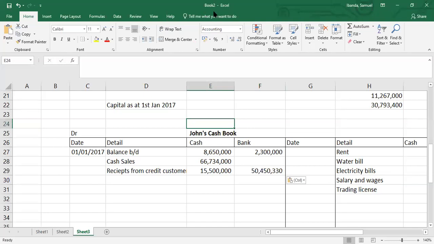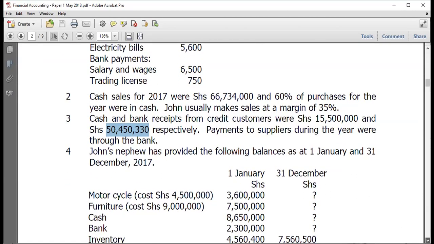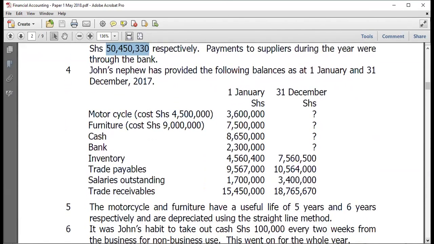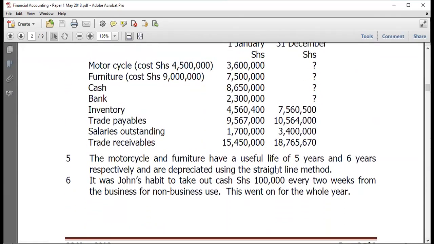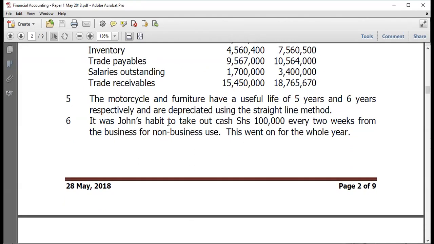Then I'll move to here. Remy John's nephew provided the following balances. These balances are not relevant for me now to include in the cash book. They are basically balances. The motorcycle has a useful life of 5 years, not relevant at the moment. There's something here where they're saying that it was John's habit to take out cash 100,000 every 2 weeks from the business for non-business use. Okay, and they're telling us that this went on for the whole year. So these are drawings, and drawings have to be catered for in our books of accounts.